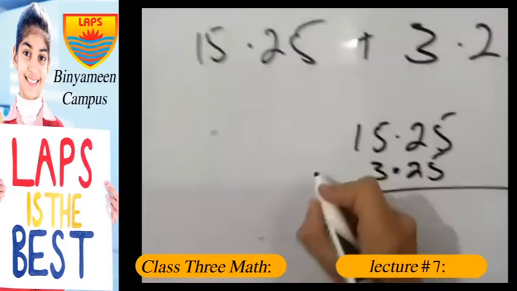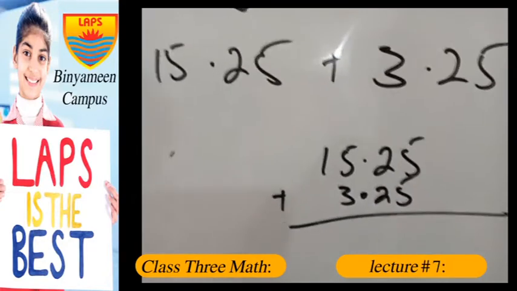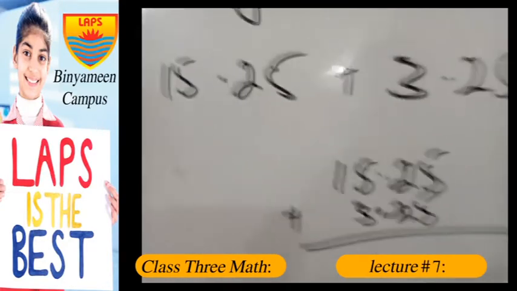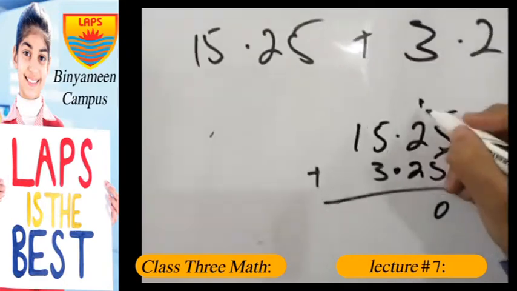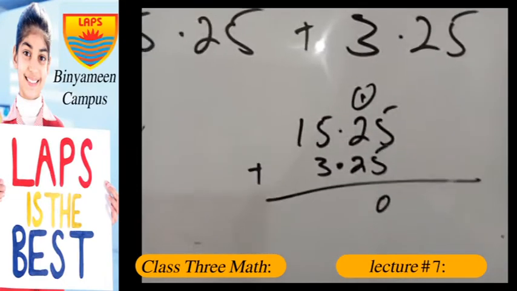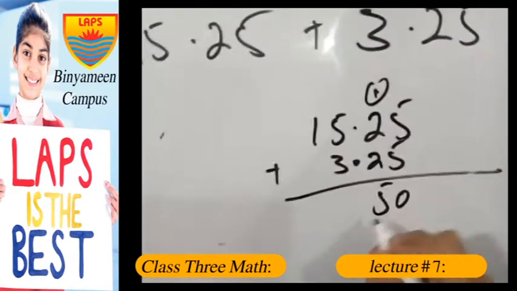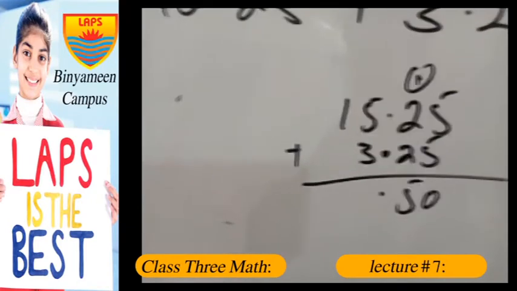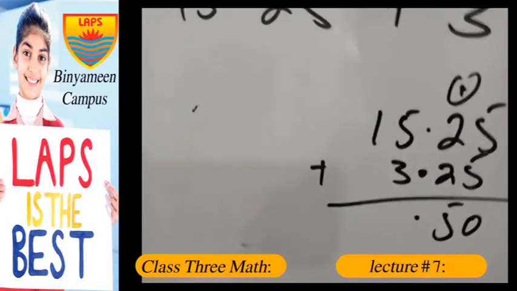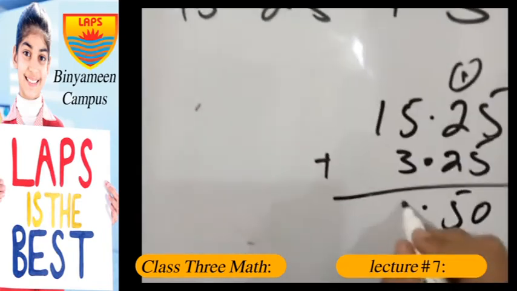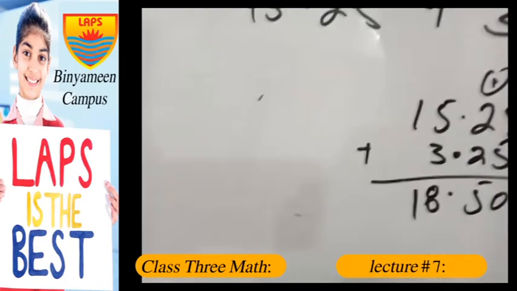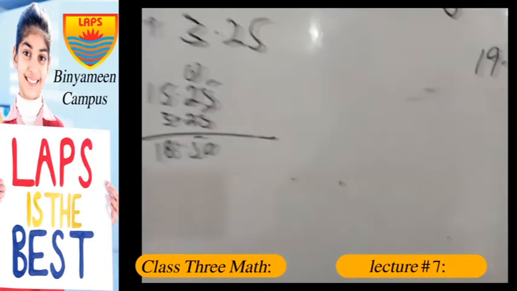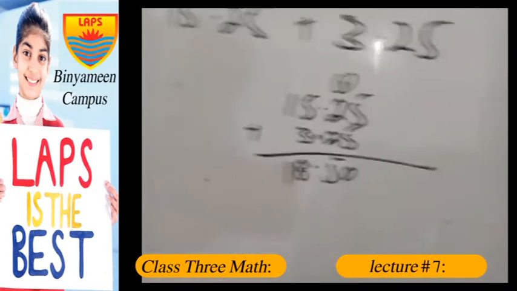Now it is an addition problem, so 5 and 5 makes 10, 0 here and 1 will be carried. 2 and 2 makes 4 and 1 makes 5. Now for the decimal place we have to place the decimal point here. Now 5 and 3 makes 8 and 1 will be written as it is. It was the first addition problem.